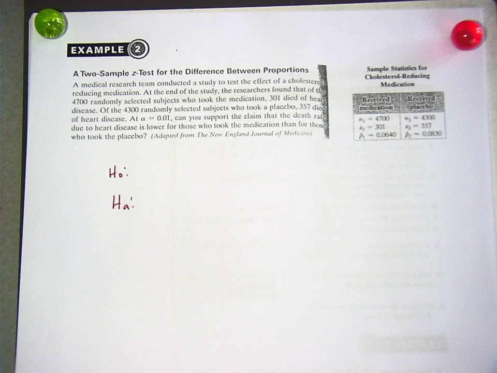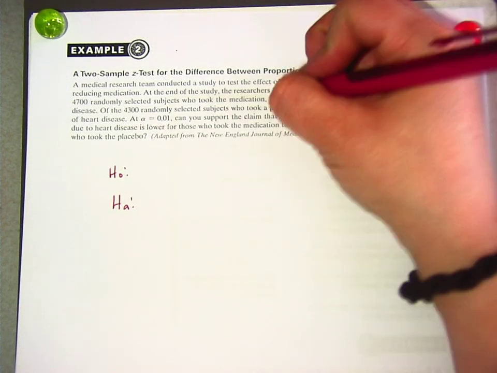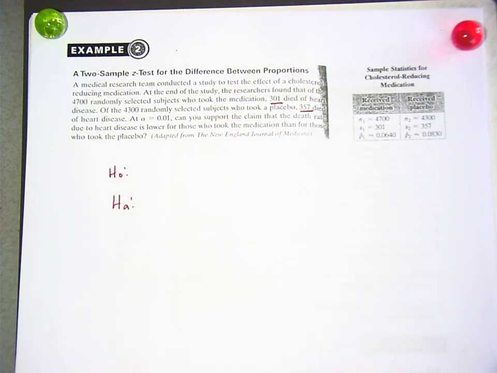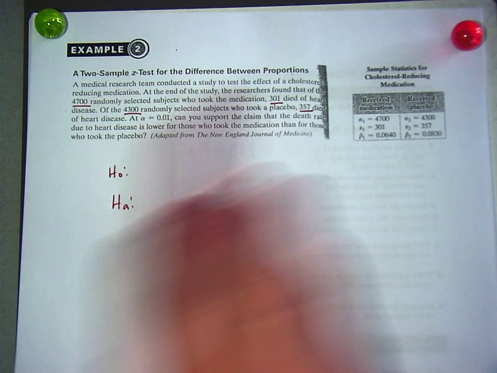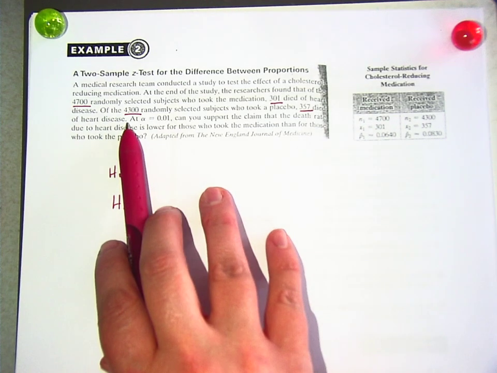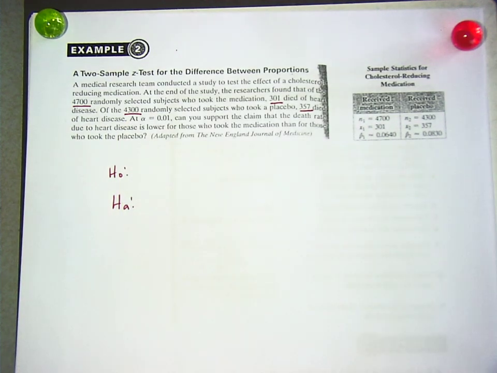So the question is, obviously, this is more than this, right? And this is less than this. So 301 out of 4,700 who took the medicine, 357 out of 4,300. And the question is, is that statistically significant? By the way, usually medical results are tested at 5%, but this one's testing at 1%. So can you support the claim that the death rate due to heart disease is lower for those who took the medication than the other ones?